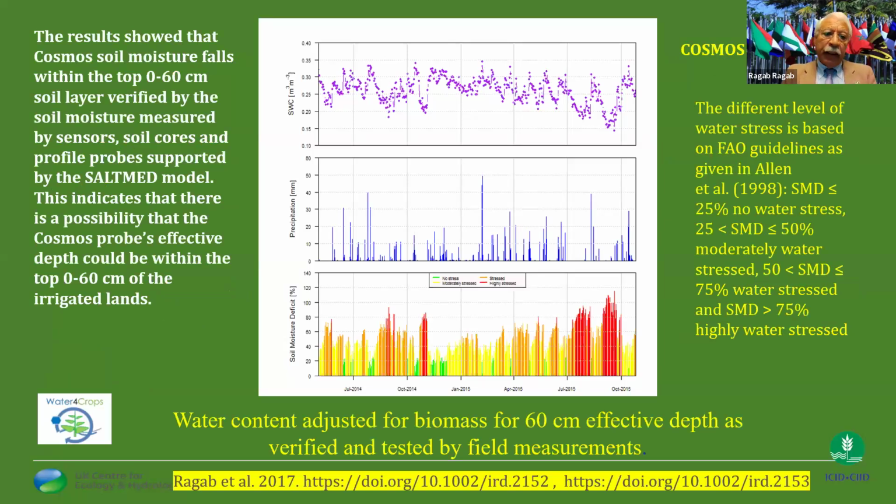So that's really the figure that we obtained from using the Cosmos. So here is the soil moisture content of the Cosmos. This is the rainfall, and you can see here when you have rainfall, the Cosmos is very sensitive and the soil moisture goes up straight away. So it's a very sensitive device to detect rainfall. And we use these soil moisture values to calculate the soil moisture deficit.